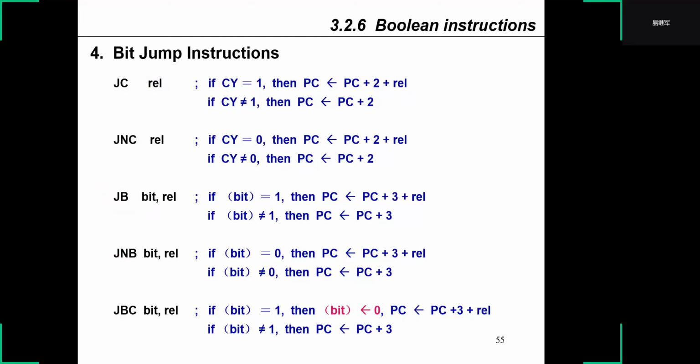This is different from JB. JBC: if the bit is equal to 1, then jump, and at the same time, move 0 to the bit. So JBC has another operation.